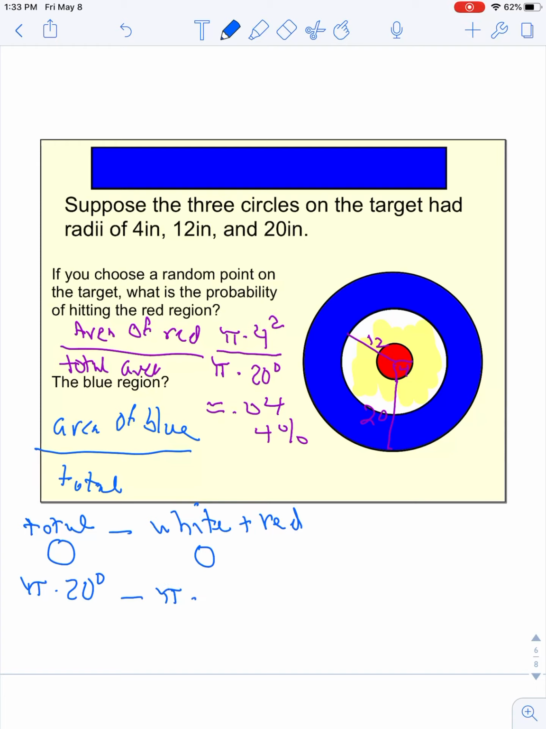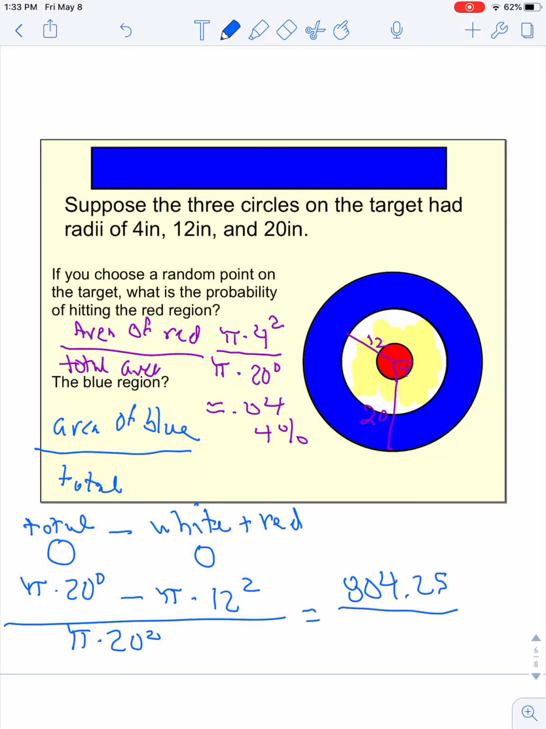So now I have pi times 12 squared, and I divide all of that by my total area, pi times 20 squared. And so if we find the total of the area of the blue, then it is 804.25. I divide that by the total area, which is 1,256.64. And so that gives me approximately 0.64 or 64%.